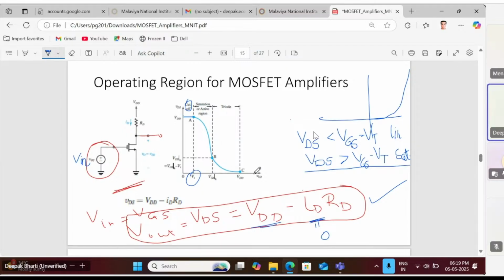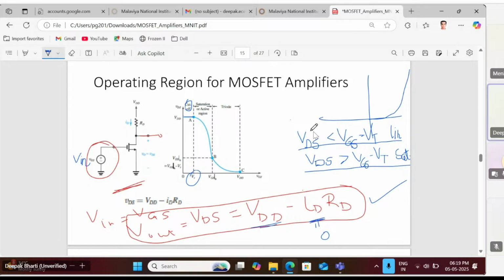And from B to C is the region where the input is greater than its output voltage. So in the region B to C, it is linear. This is satisfied: VDS is less than VGS minus VT. So 0 to A it is cutoff, A to B it is saturation, B to C it is linear.